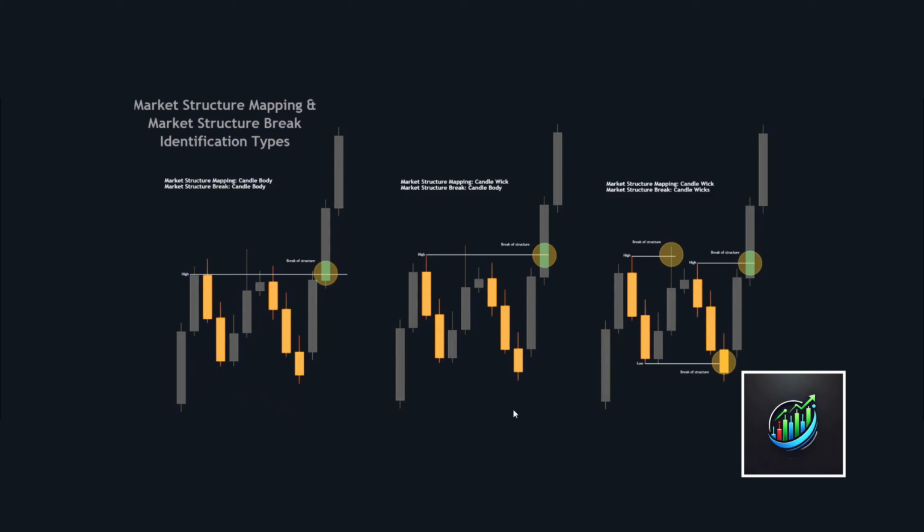In type number two, we're going to be mapping market structure using candle wicks, and we'll be identifying breaks of structure using candle bodies. So looking for a break and close above or below a high or low. And in type number three, we're going to be mapping market structure using wicks, and we're going to be identifying breaks of structure also using wicks.